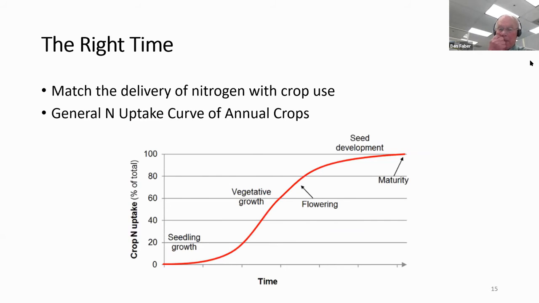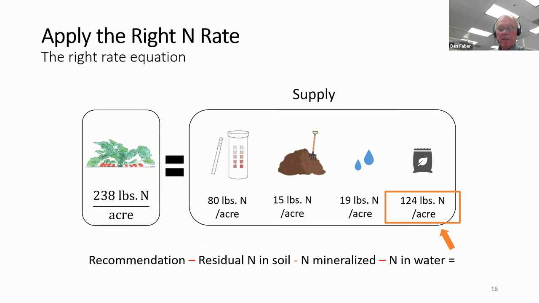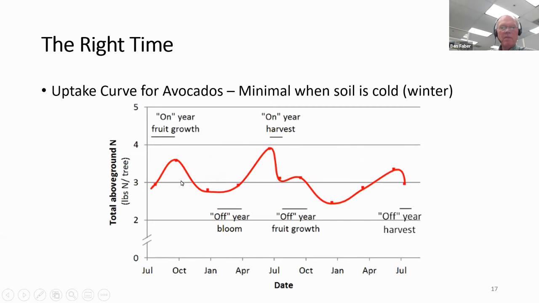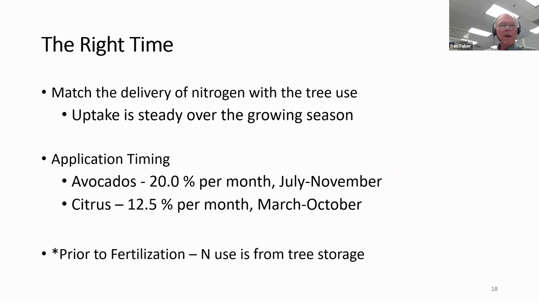And the right time. So typically the greatest requirement of nitrogen is later on in crop development in annual crops, whereas in tree crops, it's more or less similar throughout the year. And there are peak periods early in the spring that kind of drop off. But the requirements for nitrogen in annual crops or perennial crops like citrus and avocado tend to be more or less standard throughout the year.